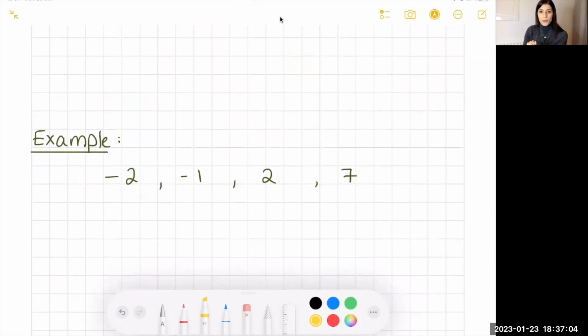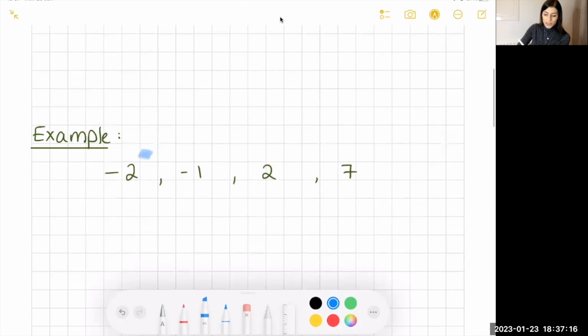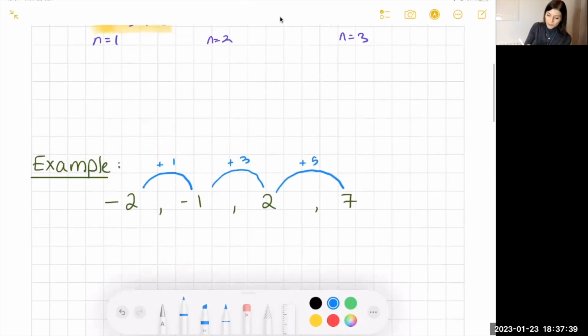So this is a sequence, -2, -1, 2, and 7, and we want to work out the nth term. What you always do in any kind of sequence is look at the difference in the numbers. From -2, to get to -1, you're adding on 1. From -1 to get to 2, you're adding on 3. So it's different here. Notice it's not a linear sequence. The first difference is they're all different numbers, and then 2 to get to 7 is 5. So we say that our first difference is 1, 3, and 5.